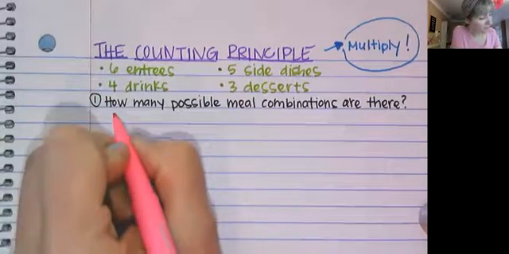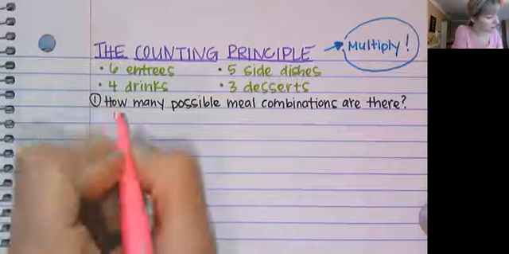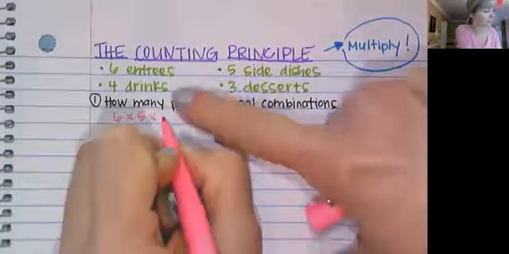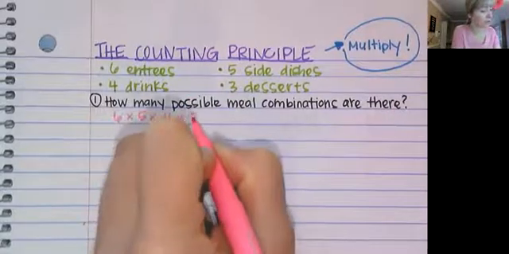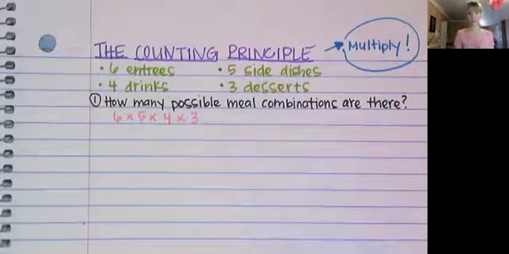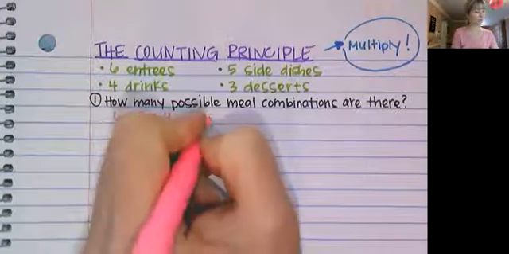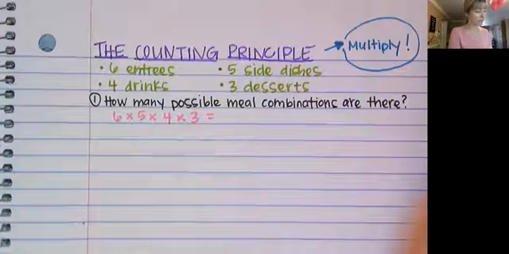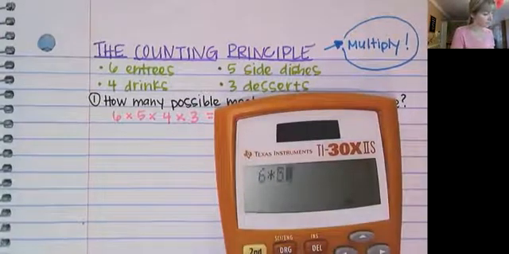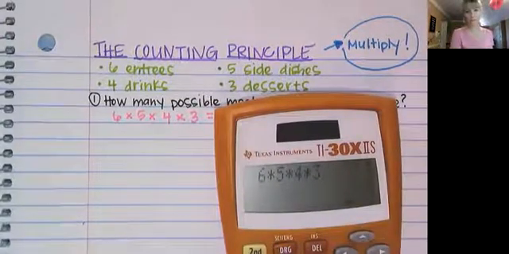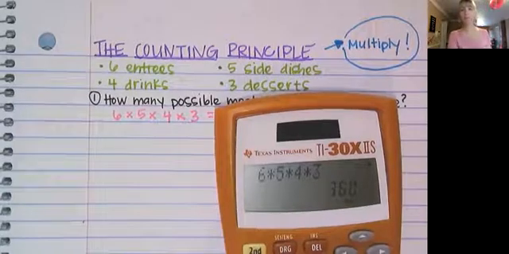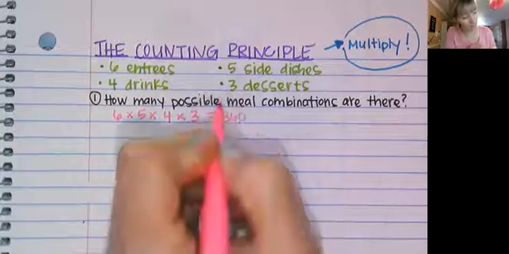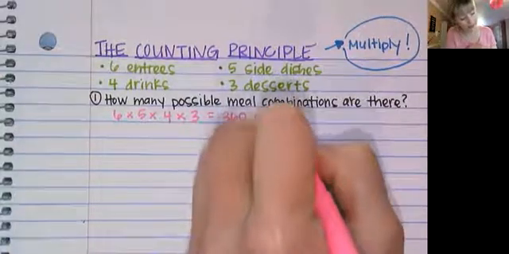So if I have 6 entrees, then I do 6 times the 5 possible side dishes times the 4 possibilities for the drink times the 3 possibilities for the dessert. This is going to be a lot more options than we originally think. So if I type this in, I'm going to do 6 times 5 times 4 times 3. And there are actually 360 meal possibilities. 360, we're going to call them outcomes.